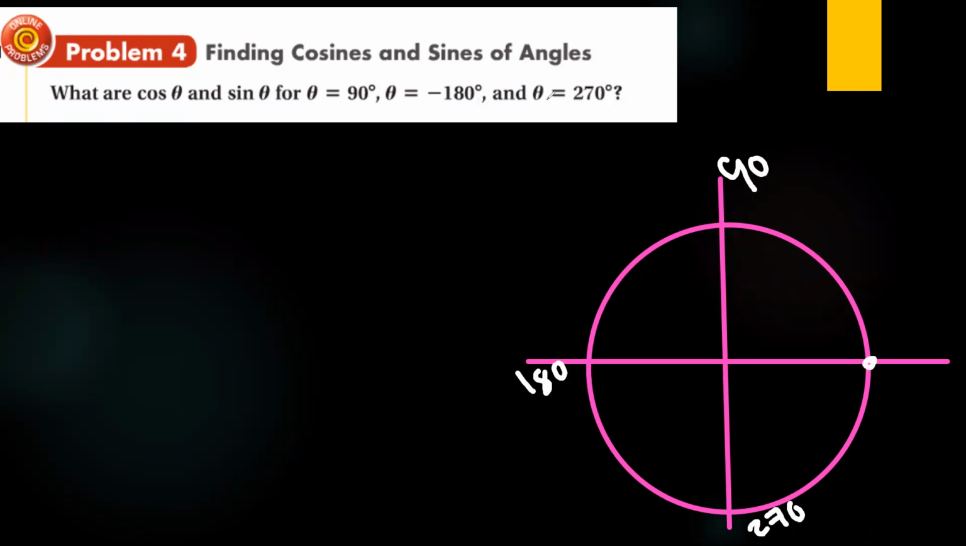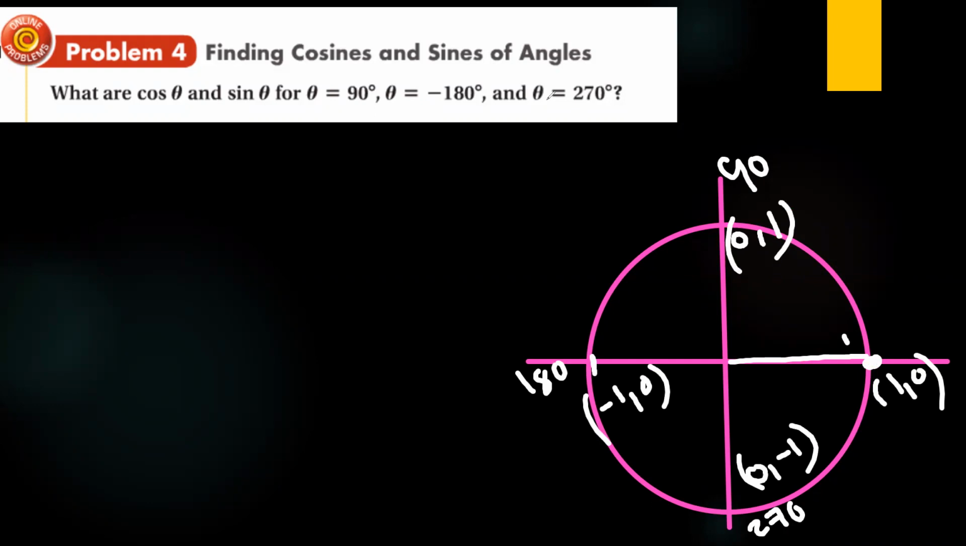So let's find the coordinates to help me find the sine and the cosine. Here the radius is 1. So what's the coordinate of this point? 1 and 0. Yes, it's 1, 0. And for 180, negative 1, 0. And for 90, it is 0, 1. And for 270, it's 0, negative 1.